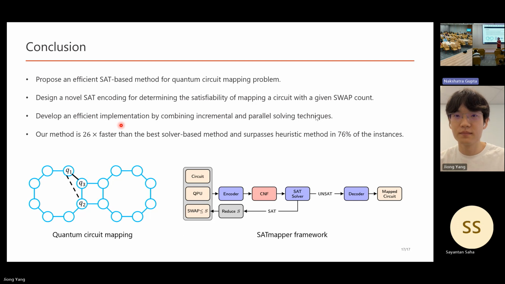And an important question, I think, how many cores did you use? Did you say that? 16. We use 16 CPUs for all the parallel SAT solvers. 16. Okay.